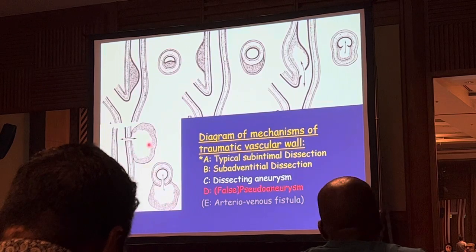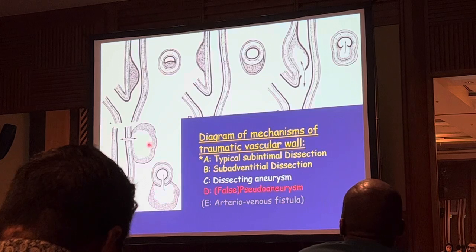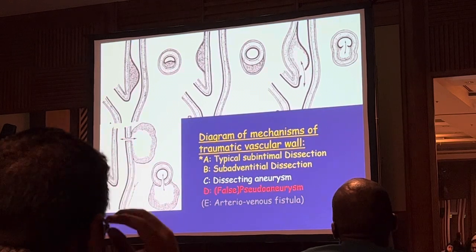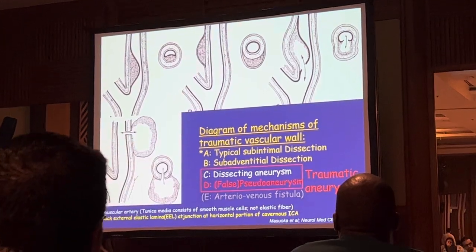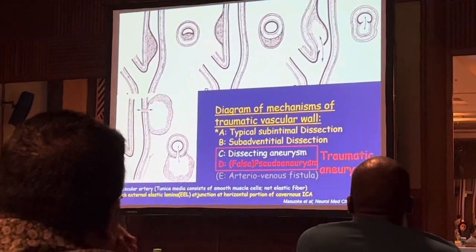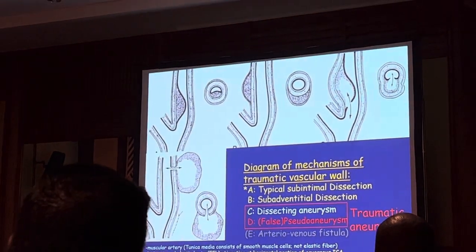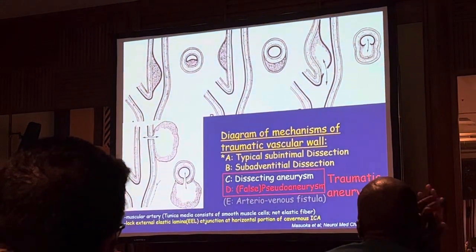And if all the layers of the wall are injured, you are dealing with either a false or pseudo-aneurysm, or if you have some injury to the nearby vein, you're going to have the arteriovenous fistula. Usually what people call traumatic aneurysm can be a combination of the dissecting aneurysm and false aneurysm. You will see many examples later on.